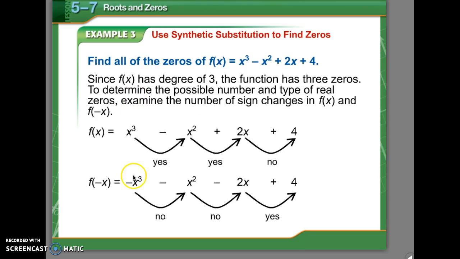So the first thing is, if we just look at the signs, positive to negative, that's a change in sign, negative to positive, that's a change in sign, positive to positive, no change. So there could be 2 positive, or there could be 0 positive. When we throw in negative x, we get negative, negative, negative, positive. Negative to negative, no change, negative to negative, no change, negative to positive, yes, change. So there's 1 negative real zero.